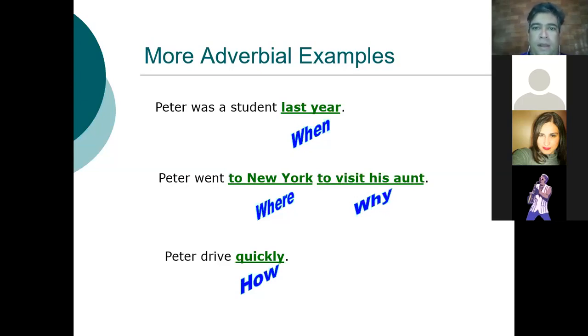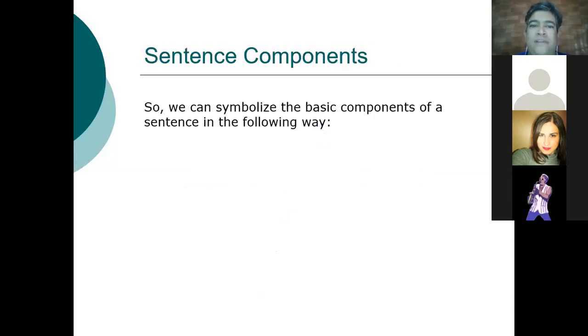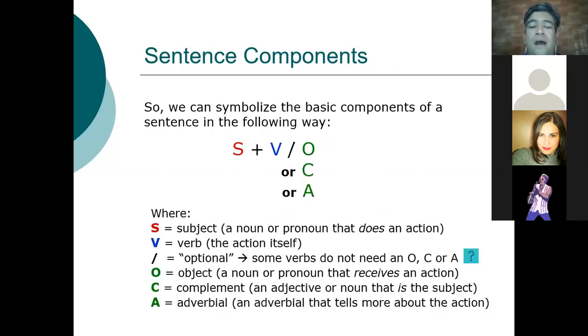Okay. So, what are the sentence components? We can symbolize the basic components of a sentence in the following way. We can talk about the subject, the verb that makes the action or presents a state. Se me olvidó poner state. Okay. And after the verb, we can use an object, or a complement, or an adverbial. You just saw that adverbial. Remember? Acabaron de ver lo que son adverbials.